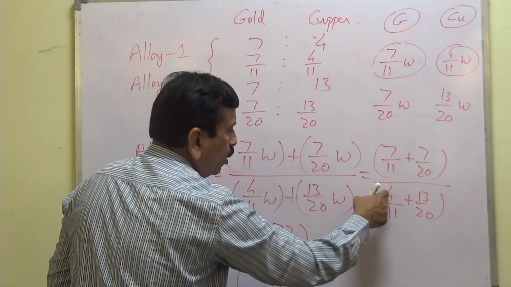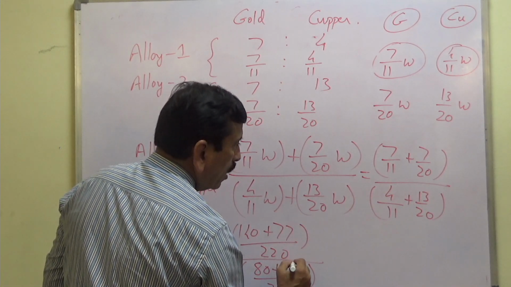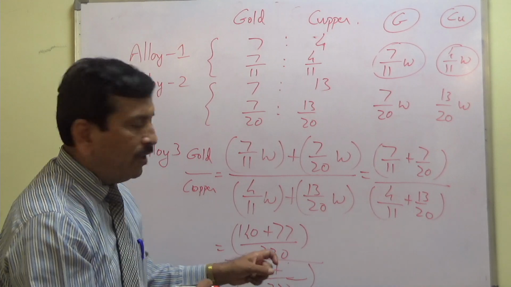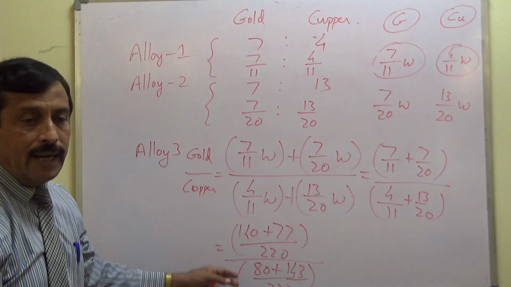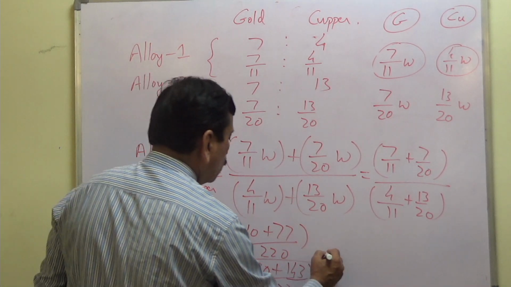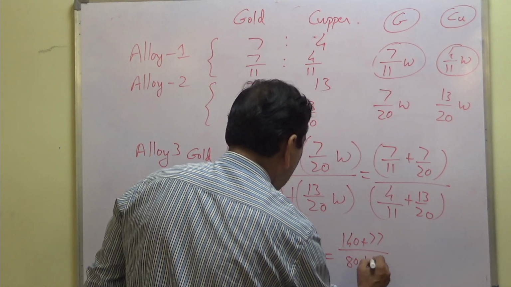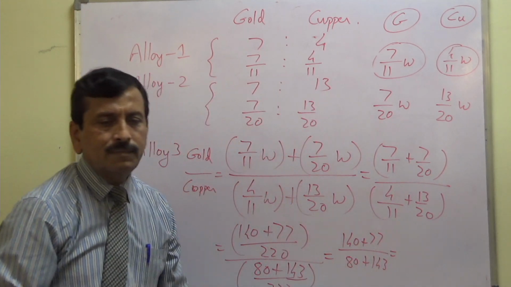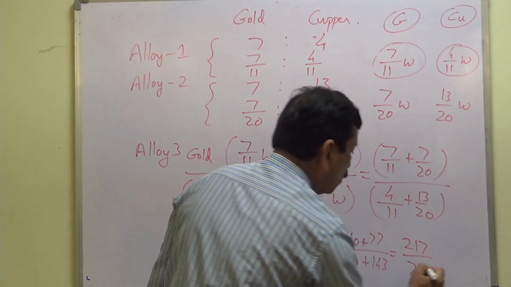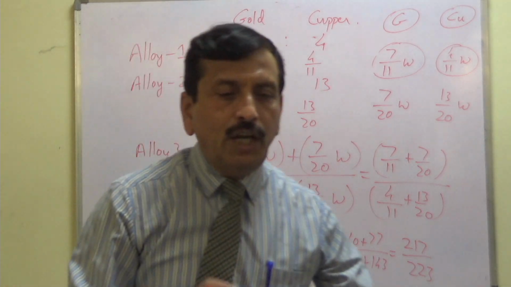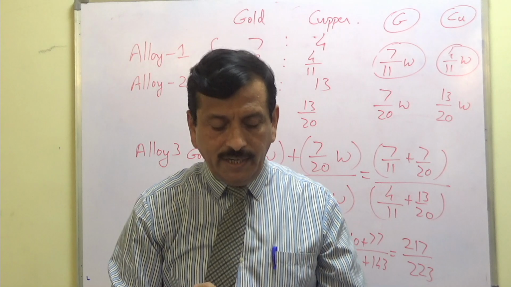Similarly here, 20 into 4 is 80, and 11 into 13 is 143. So I get this ratio, 220 will get cancelled down and I'll get 140 plus 77 upon 80 plus 143. And therefore I'll get 217 upon 223. And therefore you will find the ratio of gold to copper in alloy 3 will be 217 to 223.